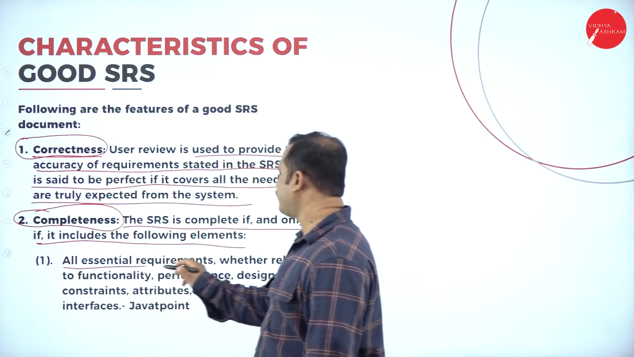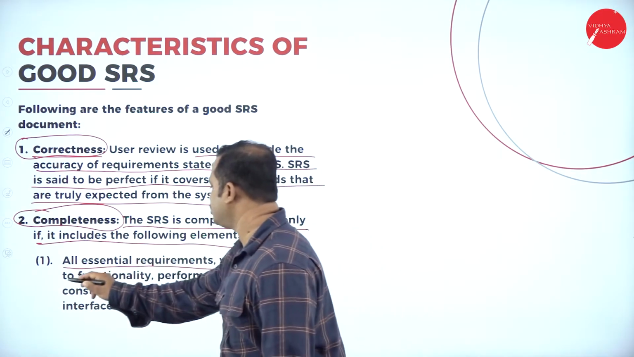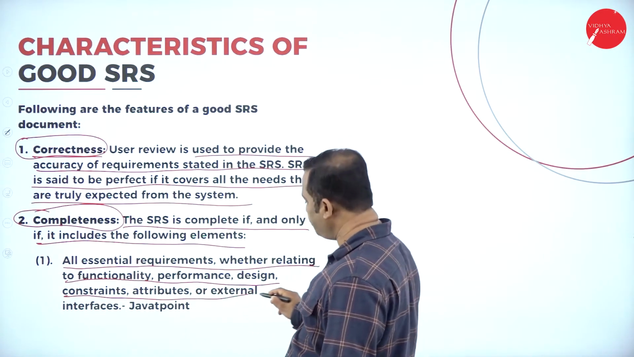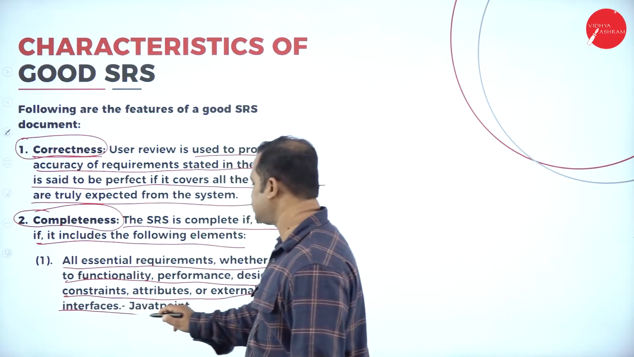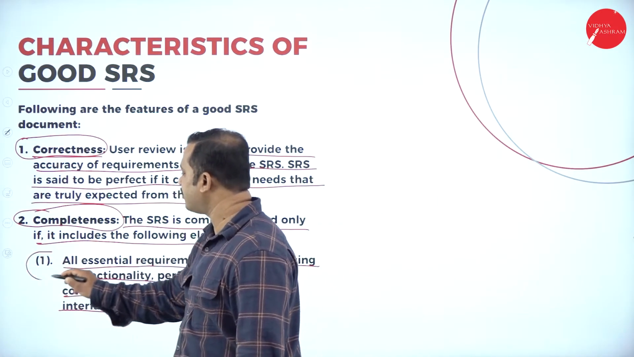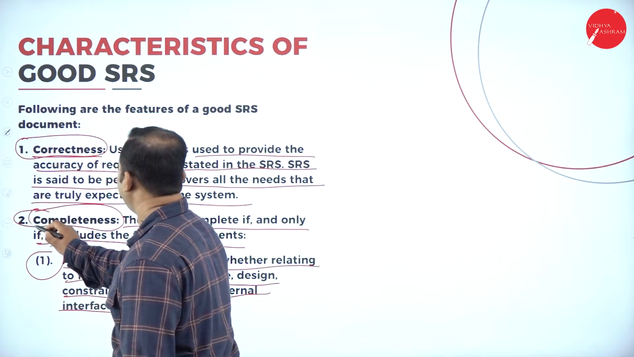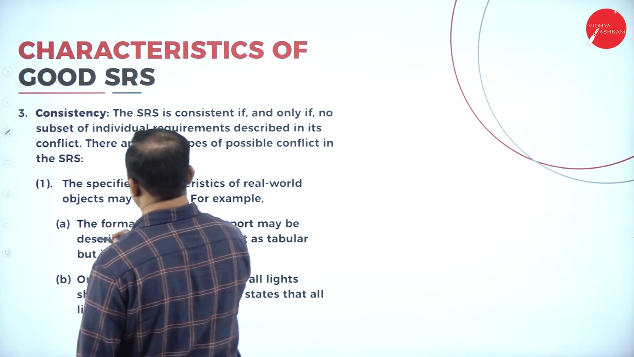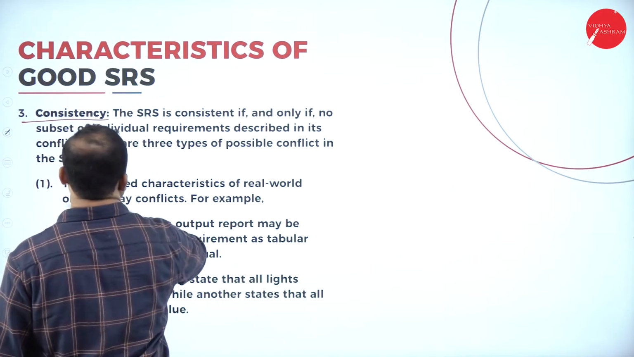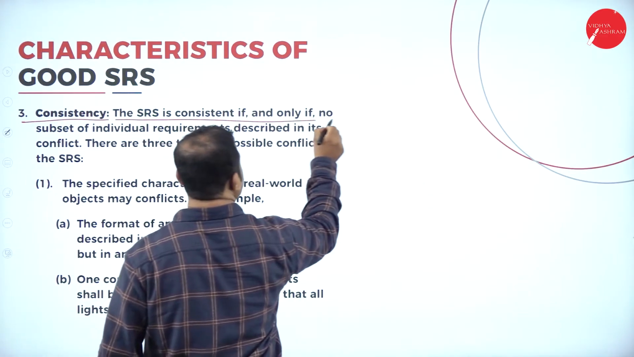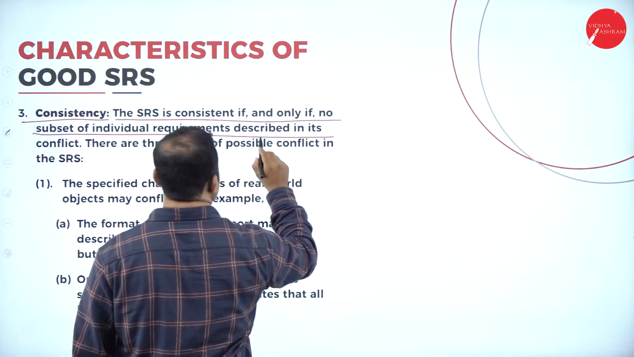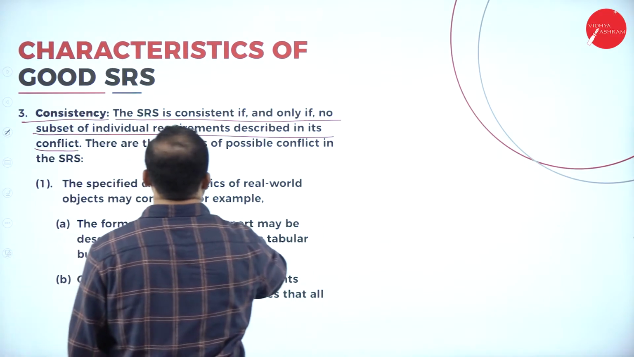All essential requirements, whether relating to functionality, performance, design constraints, attributes, or external interfaces, are all considered here for measuring the completeness of the software project. So if that is the case, which is the next thing? Consistency. The SRS is consistent if and only if no subset of individual requirements described in it conflict.